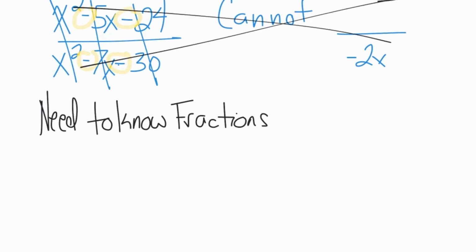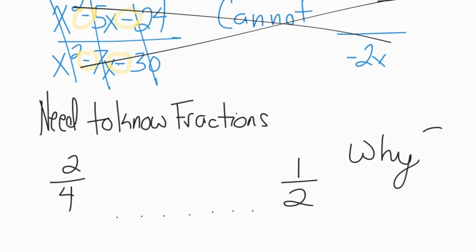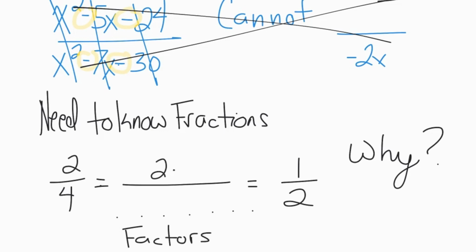This doesn't work because if I had a 2/4, we all know that that ends up becoming 1/2. But why? Why does that work? It's because when I write this out in its factors, 2 is 2 times 1, and 4 is 2 times 2. Now, because there is multiplication in here, we are multiplying here and here. Now I can simplify out common factors, leaving you with the 1/2.